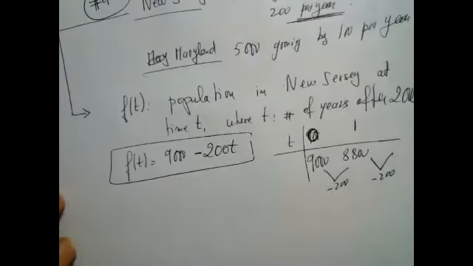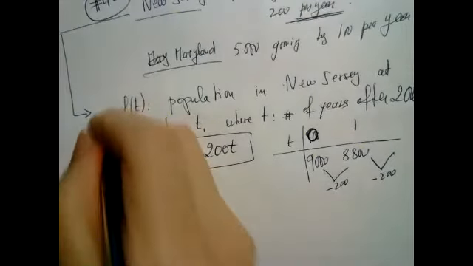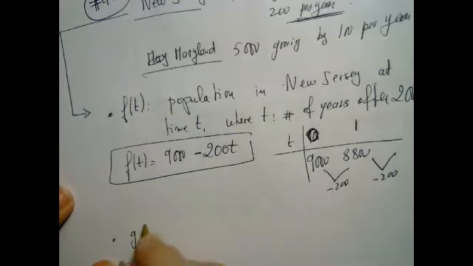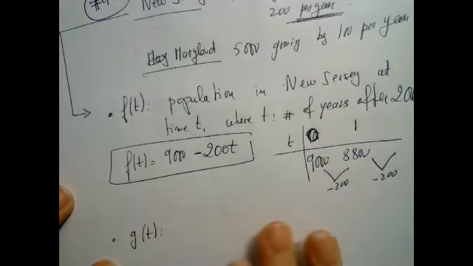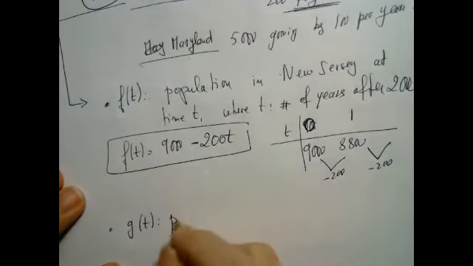Okay, now what about Maryland? We can introduce another function. We call it g of t. g of t is the population in Maryland.